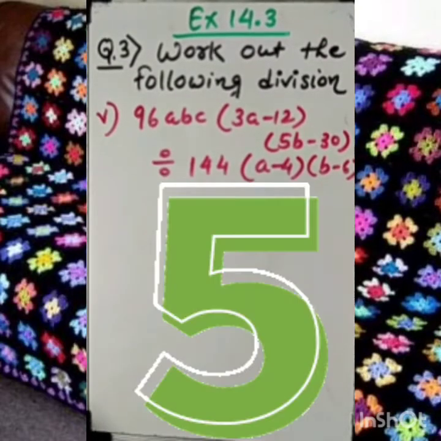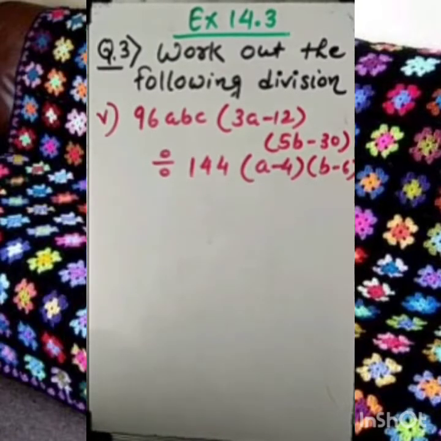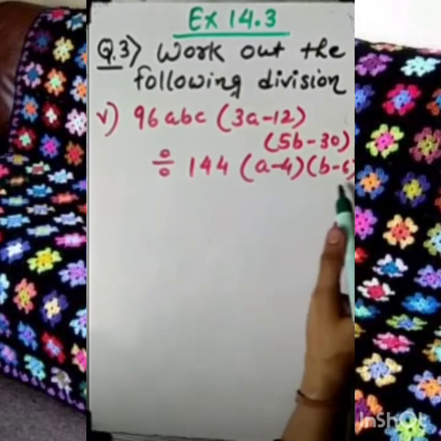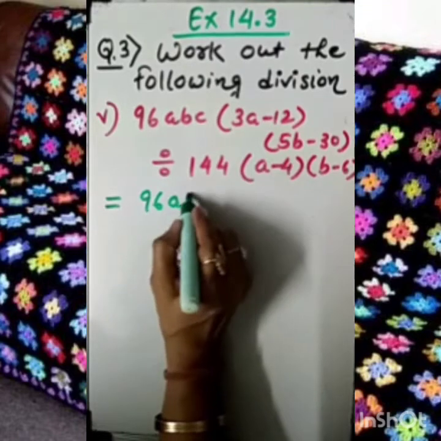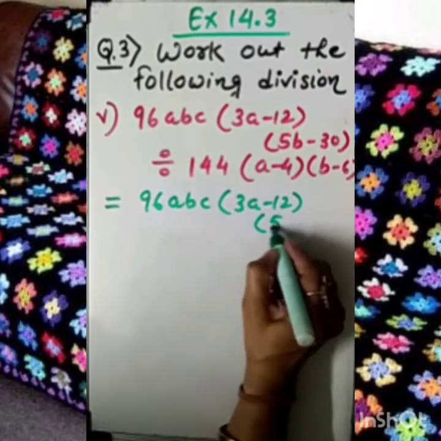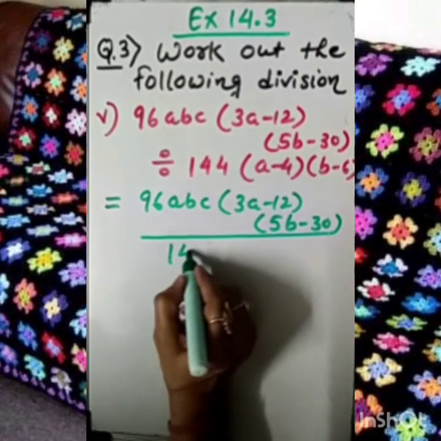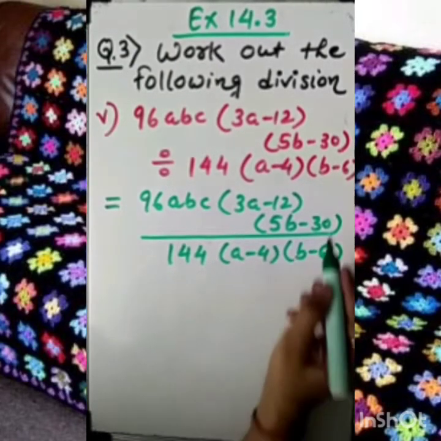So the fifth one, we are given 96abc (3a minus 12)(5b minus 30), which is divided by 144(a minus 4)(b minus 6). So very beginning step, nothing to do, dear student. Let's note down what we are given in the numerator and what we are given in the denominator, if we are dividing with that. So I have written it as it is without any changes.